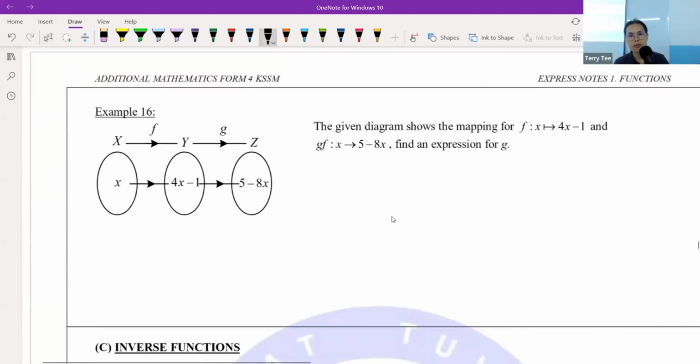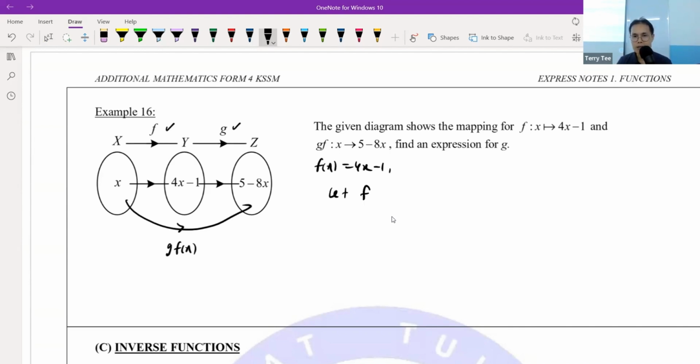Okay, example number 16. You notice that in this case, your function f happens first, followed by your function g. So this composite function is gfx. That means we know our fx. You know your fx is 4x minus 1. We always start by letting the function inside become y. So your gfx, you don't write gfx, you write gy. What are we finding? You're finding gy. Before you find gy, we take our fx, 4x minus 1, let it be y.